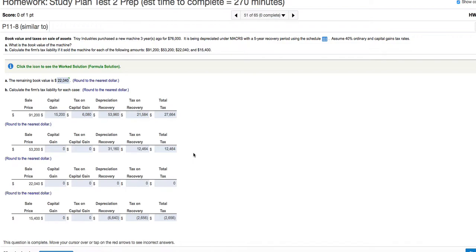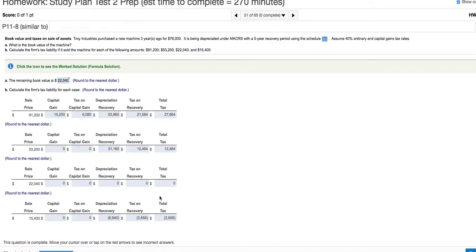Now in the third problem, this is the easiest one because our sale price, as you notice, $22,040, is exactly the same as our book value. So sale price $22,040, book value $22,040. So basically it's like a break-even scenario. So in this case there's zero gain, no gain at all. Sale price minus book value is zero. So capital gain is zero. If there's no capital gain, there's no taxes. There's no depreciation recovery. Everything is zero because there's no gain at all, and there's nothing to be taxed if there's no gain.